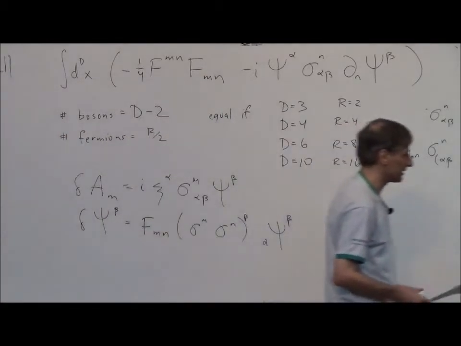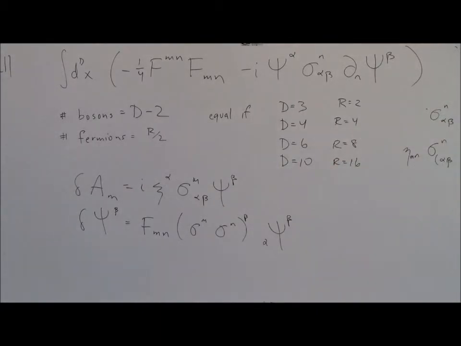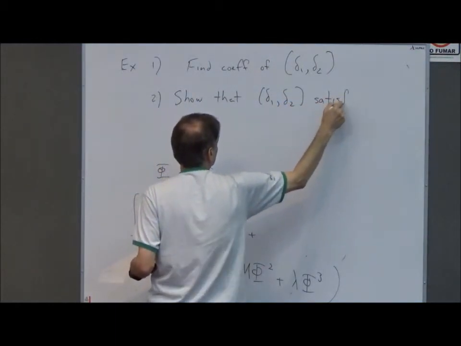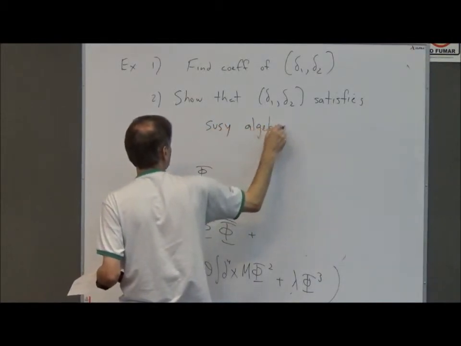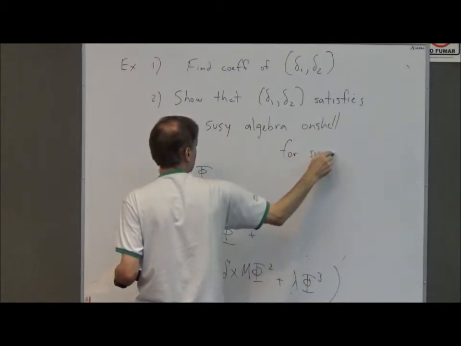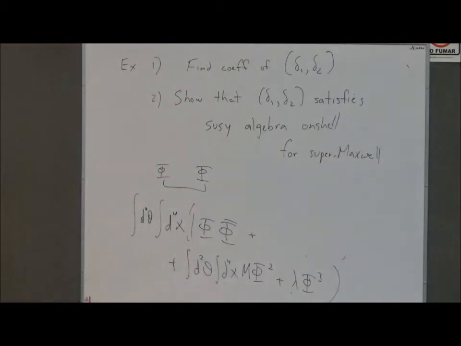And an ambitious exercise: you'll have to use these identities to show that delta 1, delta 2 satisfies the algebra on shell. So you will have to use these identities, and obviously the equations of motion also.